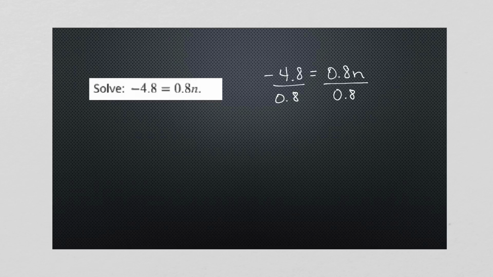So on the calculator, I'm typing in, this order is so important. If you type it in backwards, you're going to get it wrong every time. Negative 4.8 divided by 0.8 is negative 6. And then you can test it out by plugging that value in. At least check it on your calculator. Type in -6 times 0.8 and see if you get -4.8.